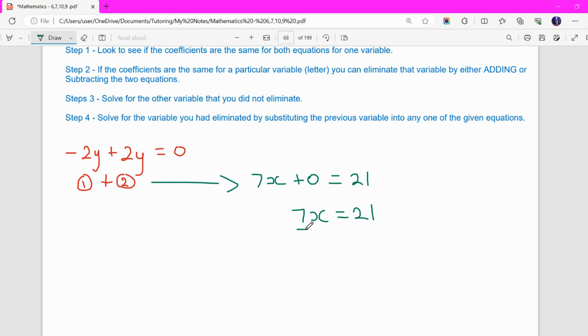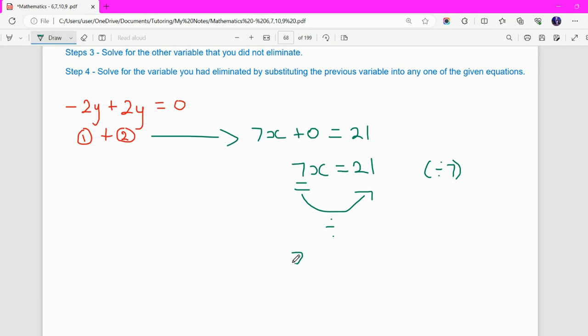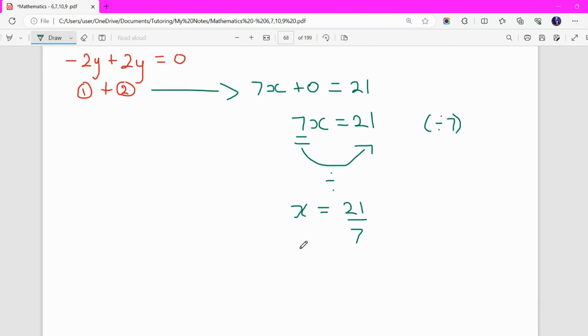Now, you have a 7 in front of x and you want to get rid of that. So you can simply divide both sides by the number 7, right? Or you can carry across the 7, but when you carry it across, you will need to divide by 7, because this is 7 multiplied by x on the left hand side. So therefore, x is equal to 21 divided by 7. Therefore, x will be equal to 3. So the value of x is 3.